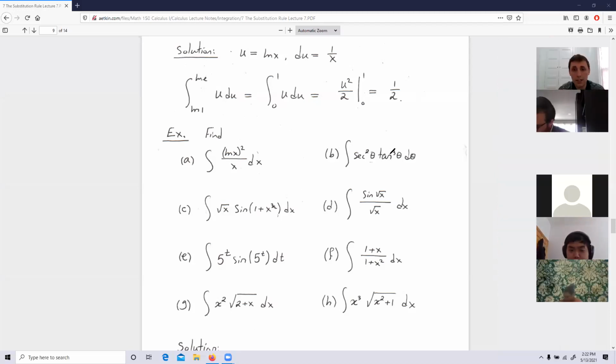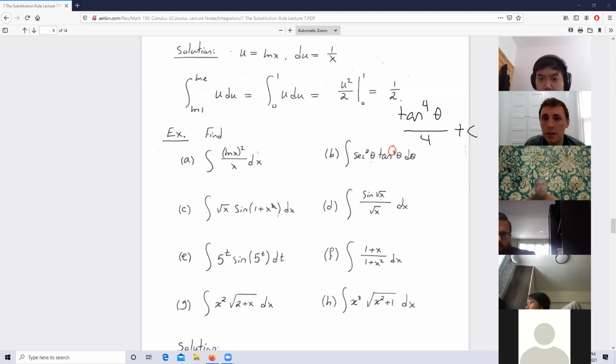The derivative of tangent is secant squared. So I see that the only thing I need to pay attention to is the 3. So I should have simply tangent to the power of 4 theta divided by 4 plus c. I'm done. You see, I only needed to find the antiderivative of the biggest power, right?